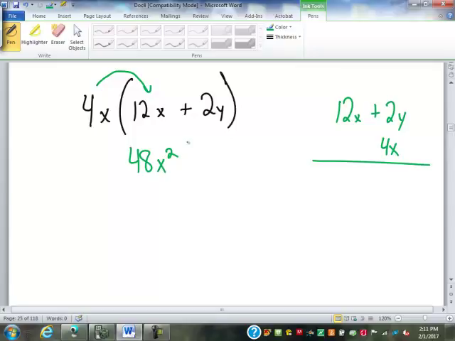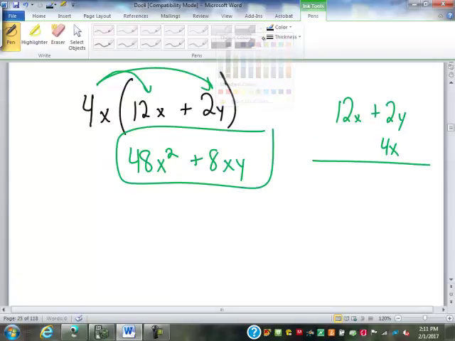48x squared, good. 4x times 2y, positive 8xy, perfect. Good job. Is it yx or xy? Usually we go xy just because of alphabetical order, but it could be yx, it wouldn't make a difference.